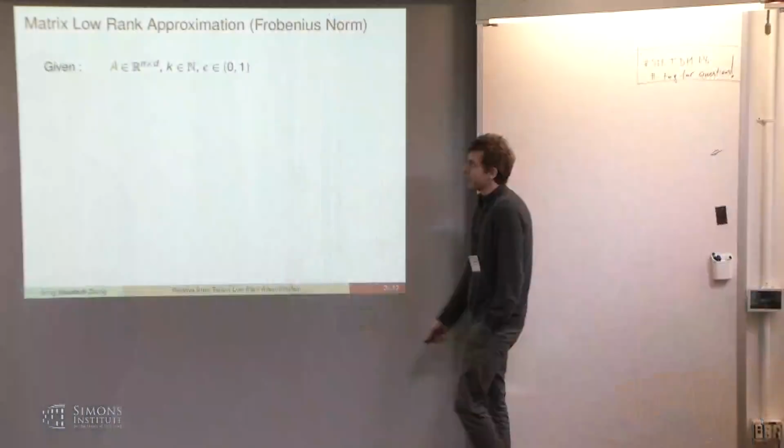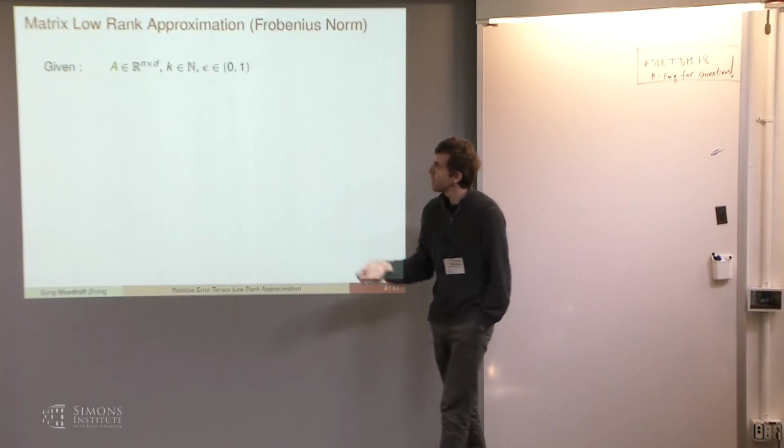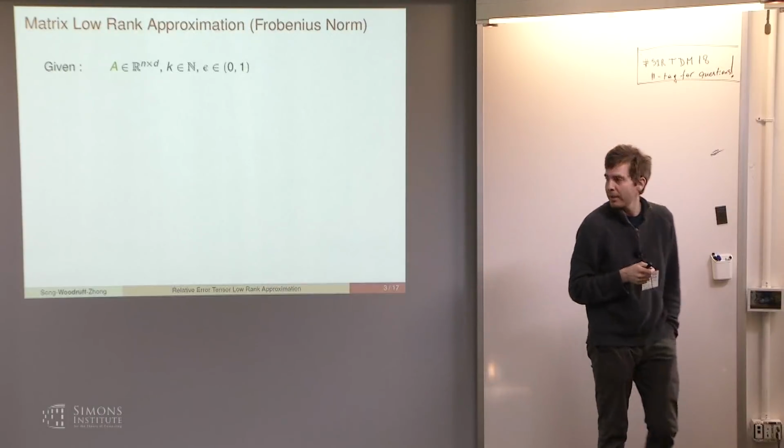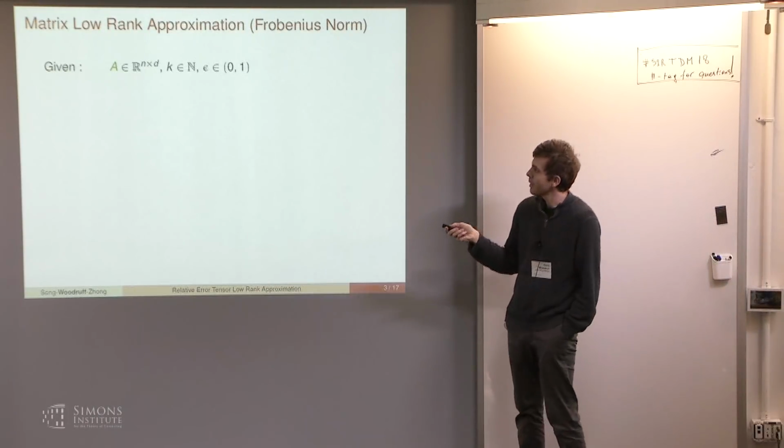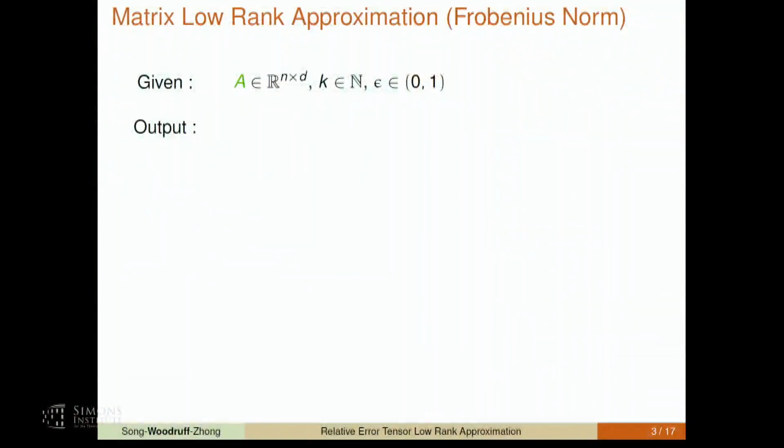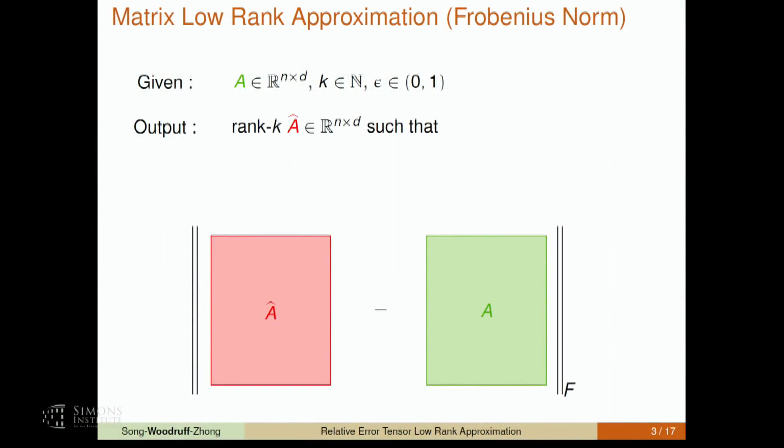So suppose we're given an n by d matrix A and a rank parameter k, and some accuracy parameter epsilon. Then what we might like to do is to approximate our matrix A with a low-rank matrix, A hat. OK, so A hat is going to have rank k. And what we'd like is that if I look at A hat minus A, it's small under some norm.